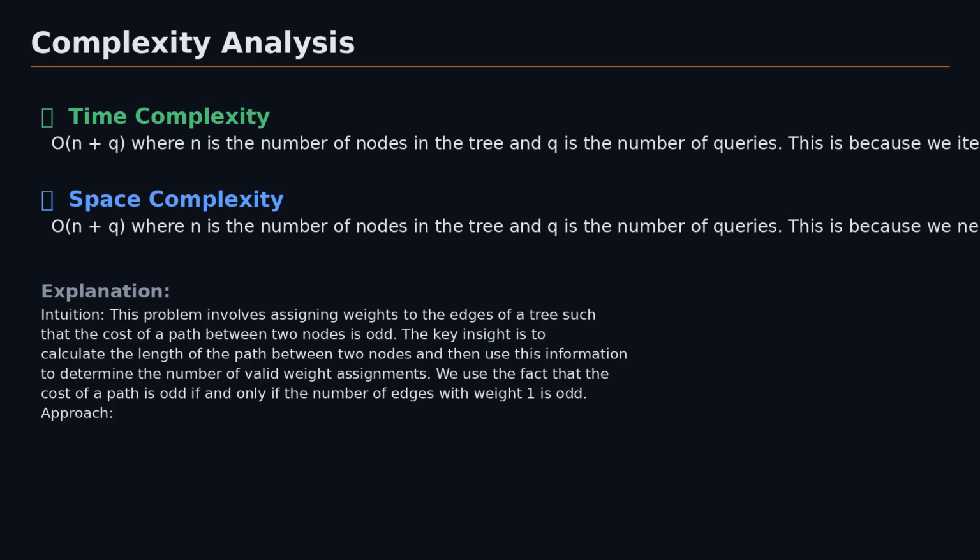So, what's the time and space complexity of this solution? The time complexity is O(n plus q), where n is the number of nodes in the tree and q is the number of queries. This is because we iterate over each node and edge once to build the graph and assign depths, and then iterate over each query to calculate the result. The space complexity is also O(n plus q), because we need to store the adjacency list, depth array, and result array.